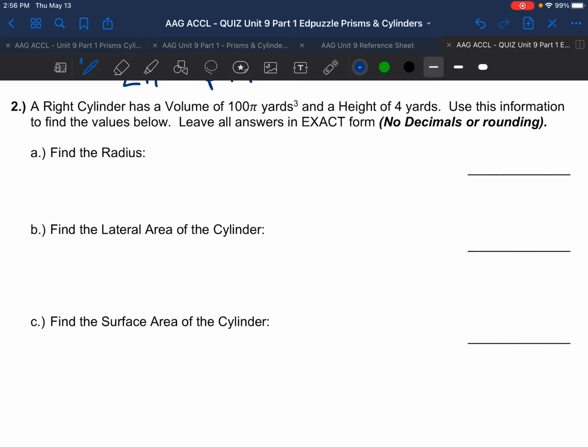Question number 2 is going to be asking us to really use our formulas. For the directions, a right cylinder has a volume of 100 pi cubic yards, or yards cubed, and a height of 4 yards. Use this information to find the values below. Leave all answers in exact form. So there's no decimals or rounding. We're leaving it exact in terms of pi. Part A, based on the information above, find the radius of this cylinder.